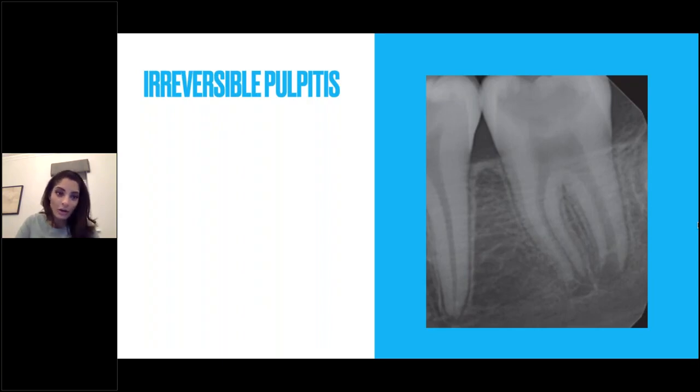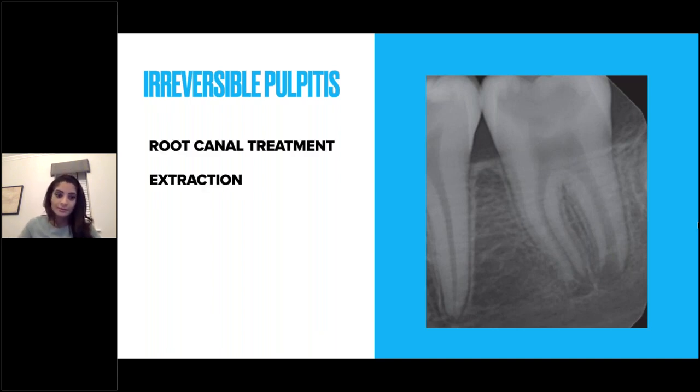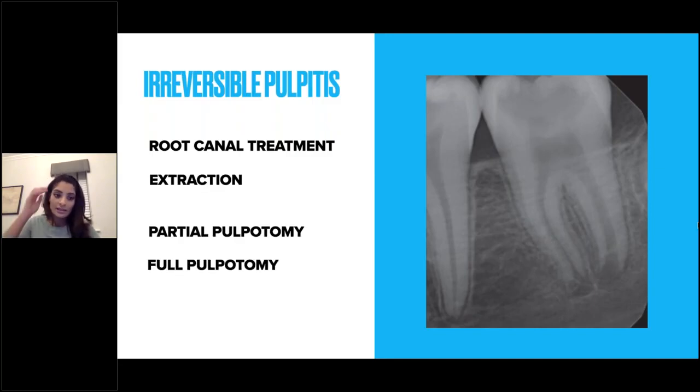So the patient's getting pain with hot, sort of continuous ache. And the options here are firstly to do a root canal treatment. We could extract the tooth, or we could consider a partial pulpotomy or a full pulpotomy. So these options for immature teeth have been well explored and are well established.